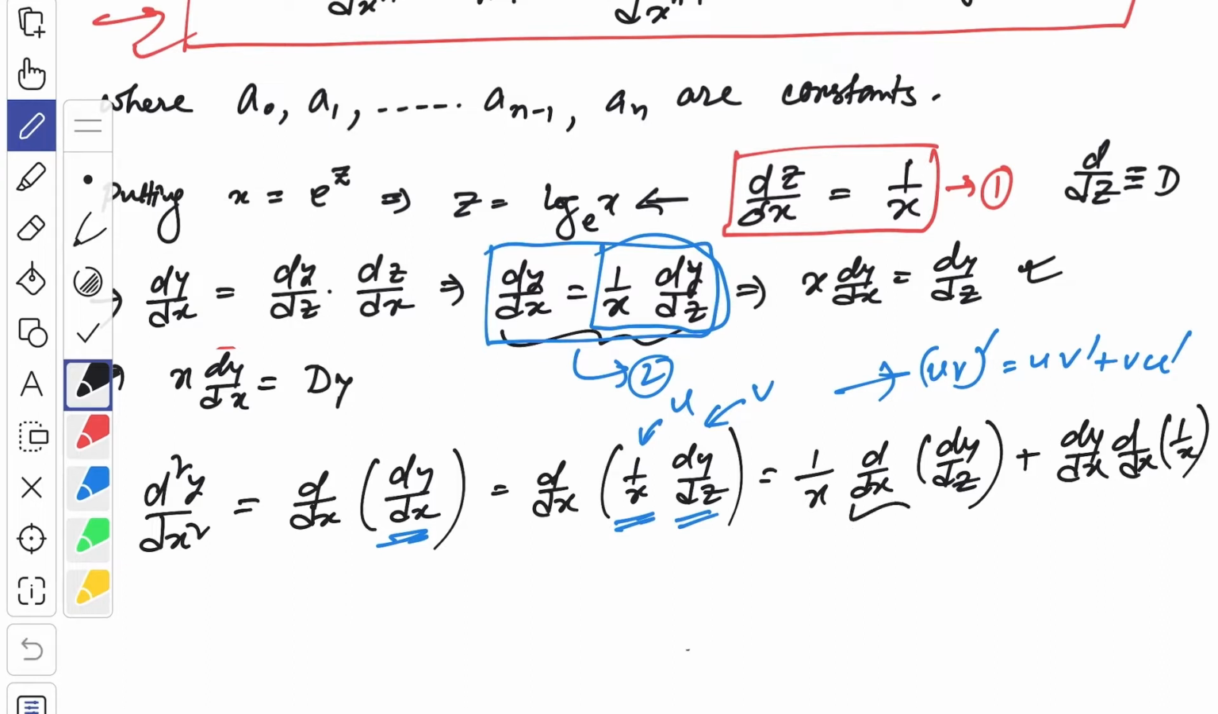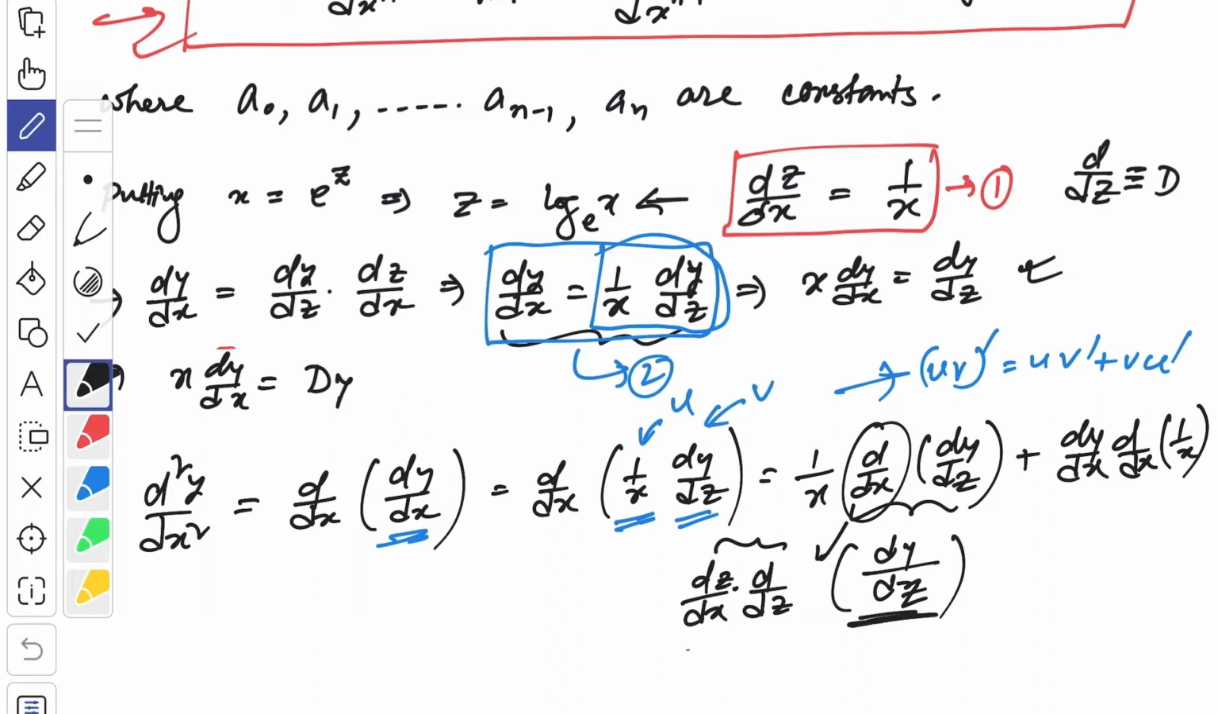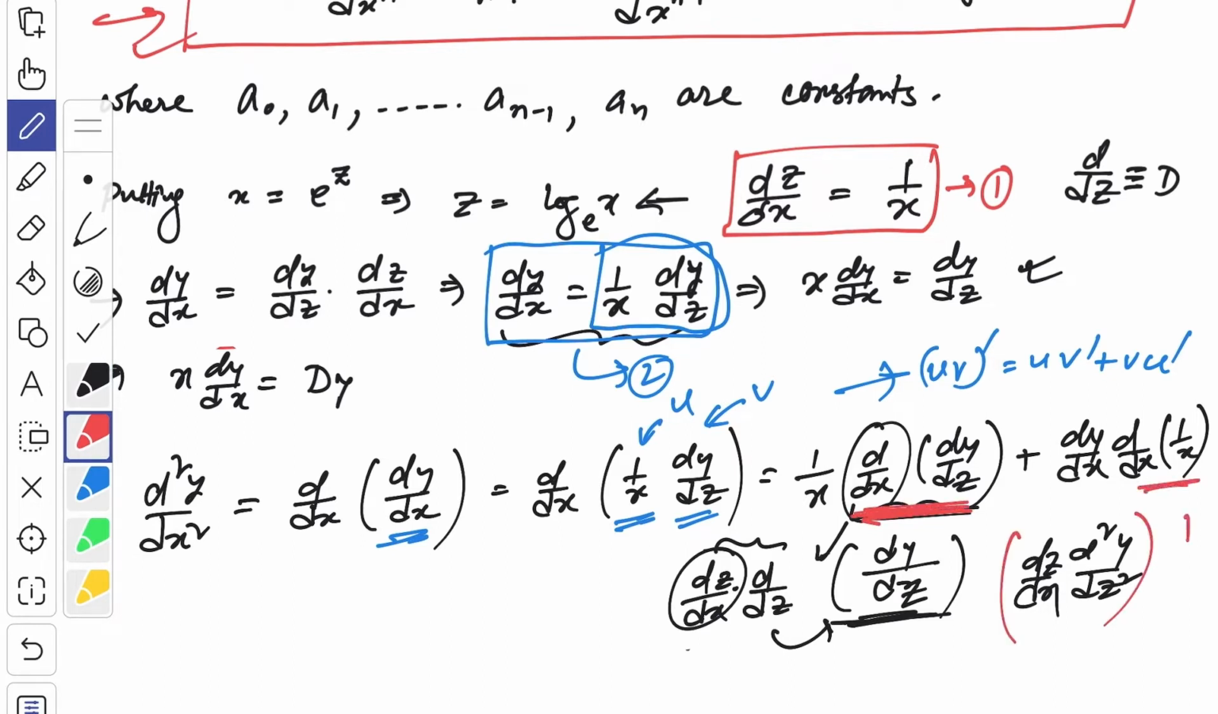Now here you see this part, d by dx can be written as d by dz times dz by dx, of dy by dz. If you differentiate this term with respect to z, you will get the second order derivative of y with respect to z, times dz by dx. And the derivative of 1 by x is minus 1 by x square.